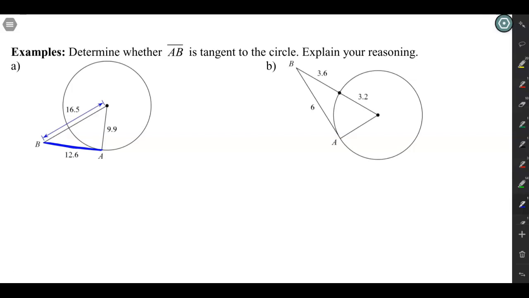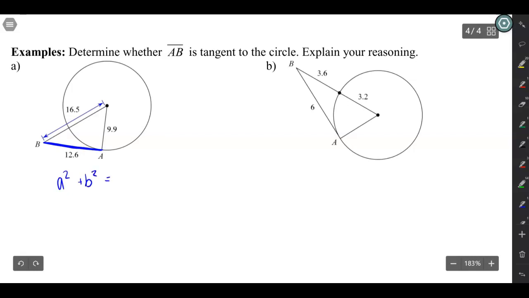Now here's what we know. If it is tangent to the circle, then we have a right triangle. If it's not tangent to the circle, then it is not going to be a right triangle. So we're going to check to see if the triangle we have is a right triangle. One way we can do that is to use the Pythagorean Theorem again. Remember that the Pythagorean Theorem only works on right triangles.